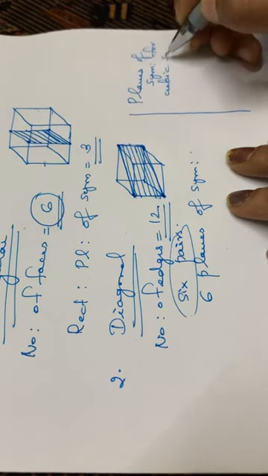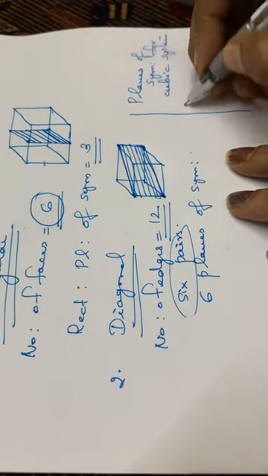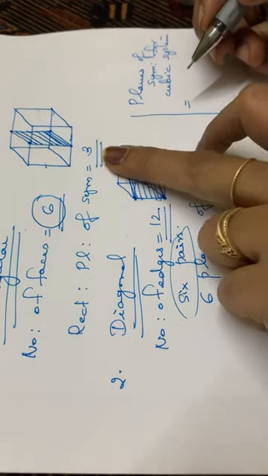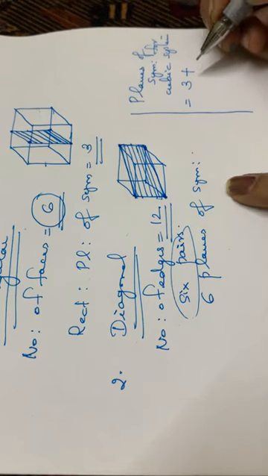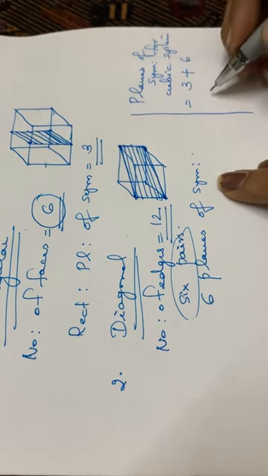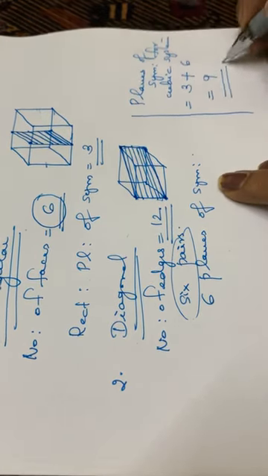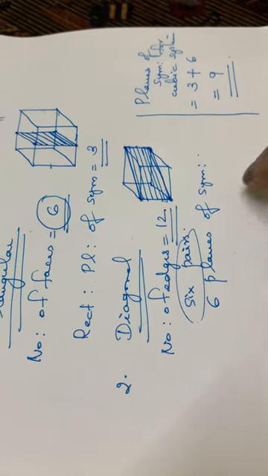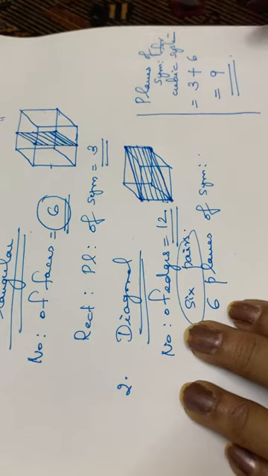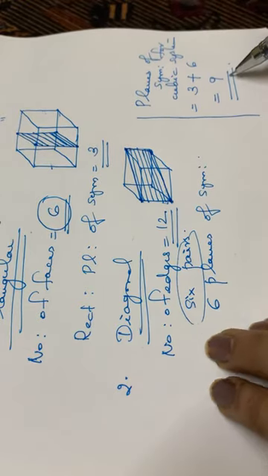So in total we can say that the number of planes of symmetry for a cubic system will be equal to, it has got 3 rectangular planes of symmetry plus 6 diagonal planes of symmetry, isn't it? So in total 9 planes of symmetry will be there for a cubic crystal system. Okay, 9 planes of symmetry for a cubic crystal system.